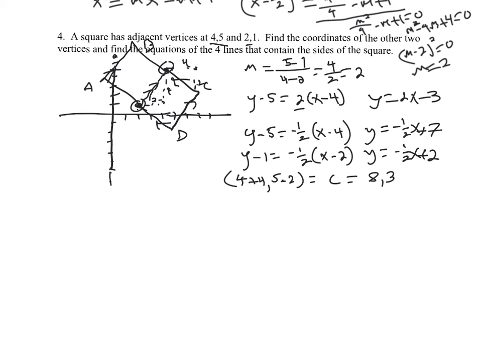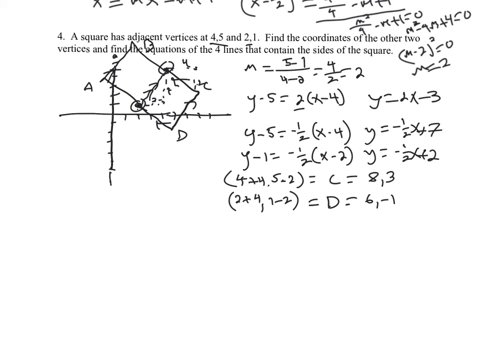And D will have coordinates 2 plus 4 and 1, our y coordinate, minus 2. So that's going to be equal to point D, and that's going to be coordinates of (6, negative 1).